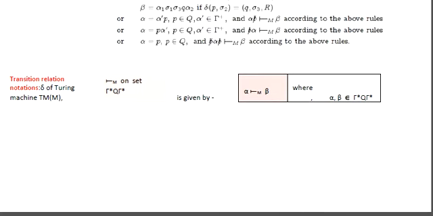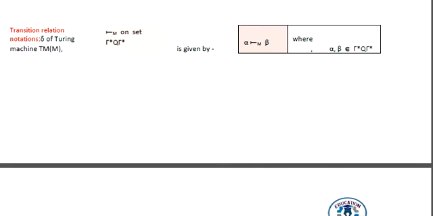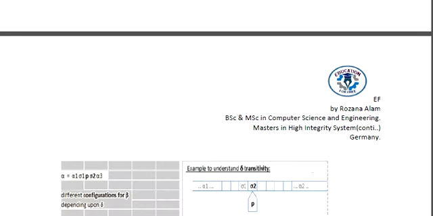So let's see, if I have a transition function of a Turing machine, then depending on the transition relation notation on the set of gamma star, Q and gamma star, it is given by alpha transitions to beta, where alpha and beta are two arbitrary configurations which belong to gamma star, Q and gamma star.